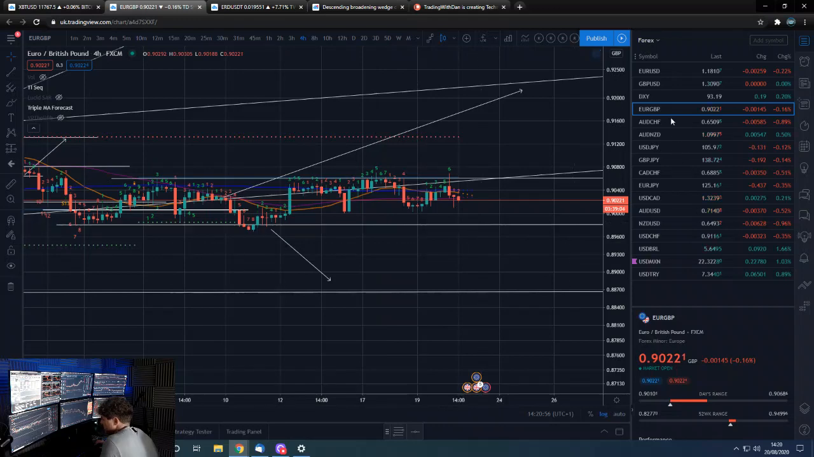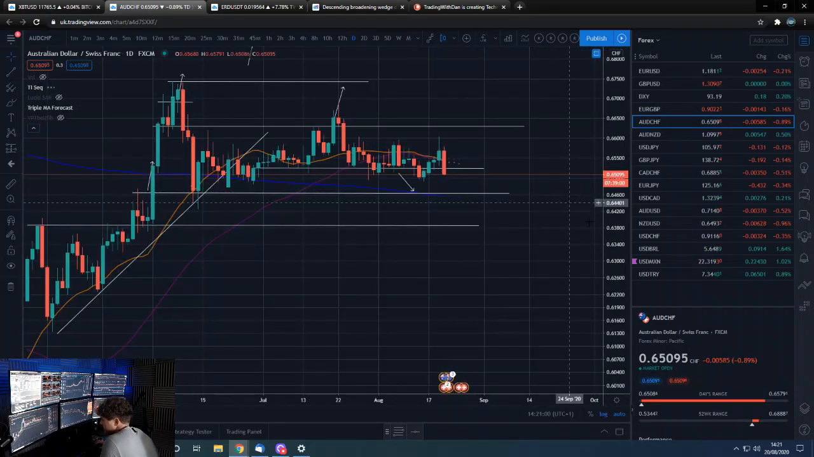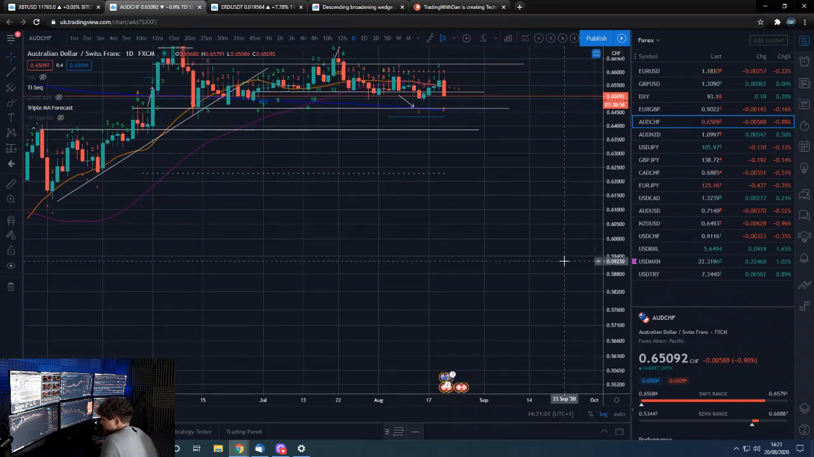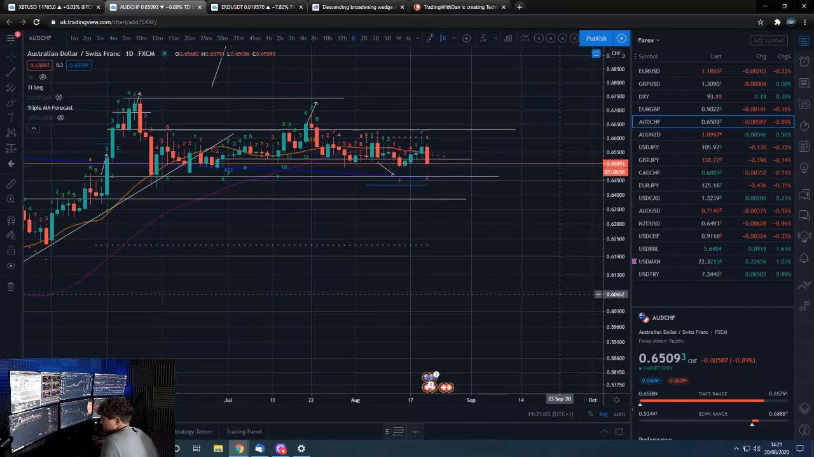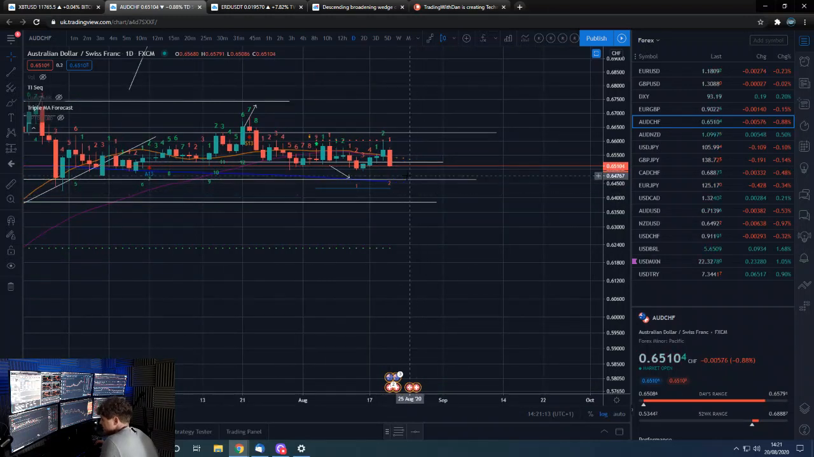4 hour, not a lot going on. Aussie dollar, Swiss franc. Looks like it's taking a bit of a beating today. Yeah, so we are trying to lose this horizontal. I mean, maybe this is not the best horizontal to have. Maybe this is sort of the target. But yeah, I mean, it is obviously looking a bit weak here.